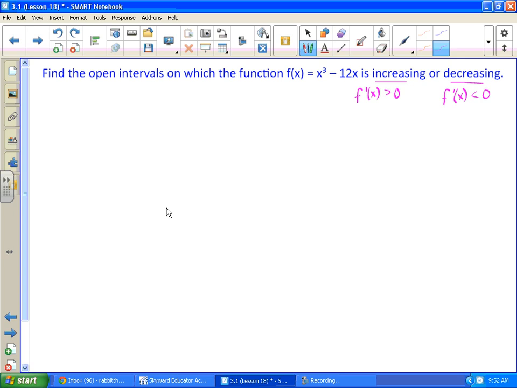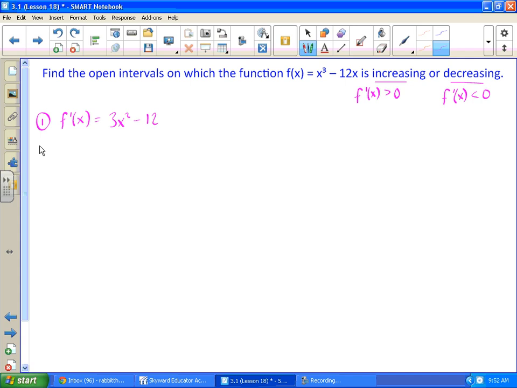So in order to find that, what do I need to do? I need to take the derivative, right? So go ahead and take the derivative. I'm just going to label this as step 1 here. Finding the derivative. Kelsey, what's the derivative of that? Yeah. There we go. Everyone else agree with that?